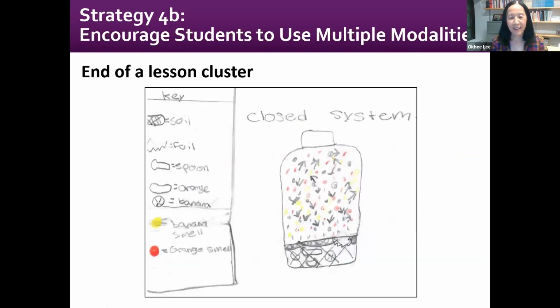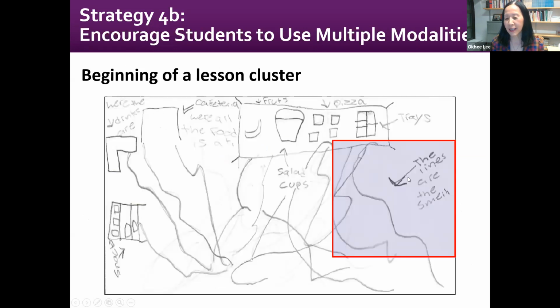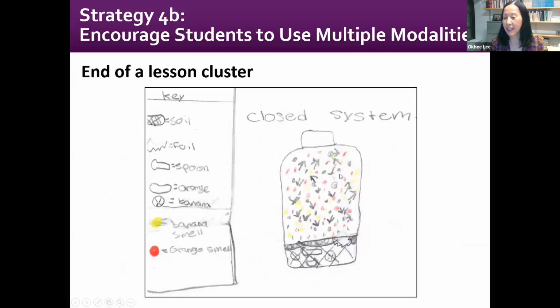After the end of the class, the student wrote about a closed system. Banana smell and garbage smell. Arrows mean the movement of particles. They are particles. They are not lines. Particles are moving. Different types of particles, banana and orange. But spoon and aluminum foil stay the same.